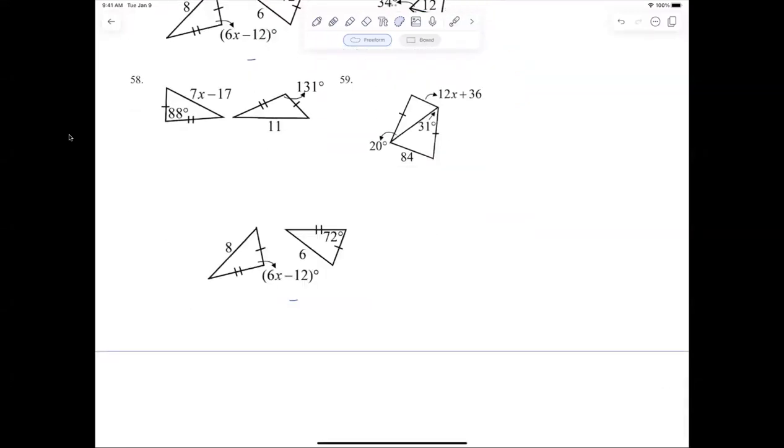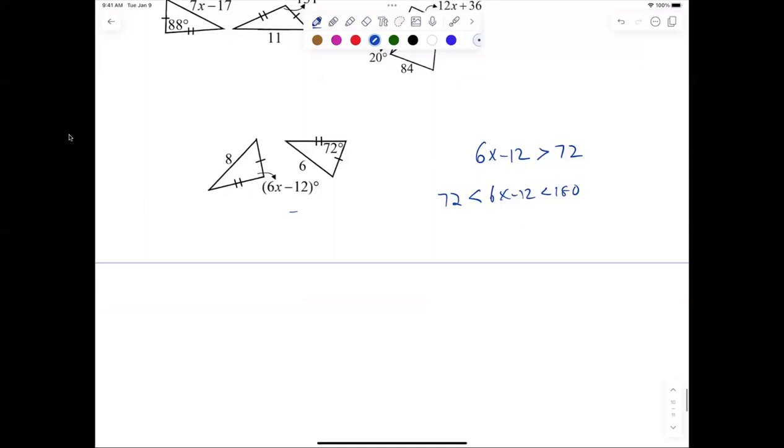All right, so do we agree, according to the Hinge theorem, that 6x minus 12 has to be what? Greater than 72. Does everybody agree? But it also has to be less than what? It has to be less than 180. So 6x minus 12 has to be less than 180, but greater than what? So that's how I want you to write it.